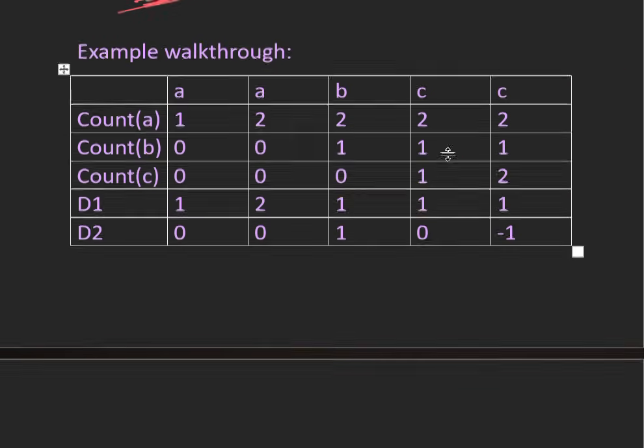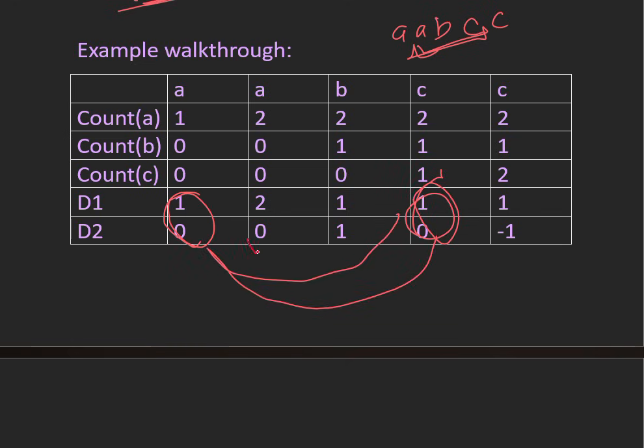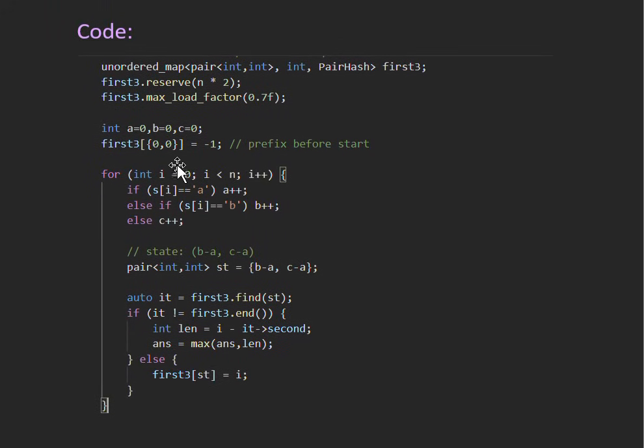So let me show you an example. We are given a string abcc. Which part of the string is the balanced one? abc is the balanced one. If you see, d1 and d2, both are the same. That means this part of the string is balanced. Isn't it balanced? Yes, it is balanced. So this is our approach. Okay, let's see the code for this third part.